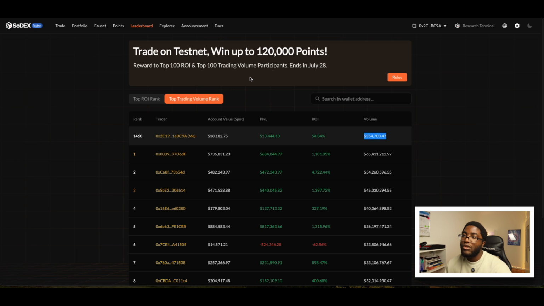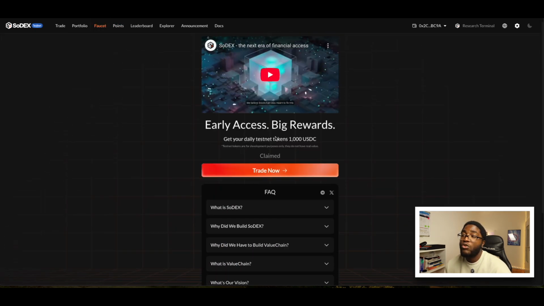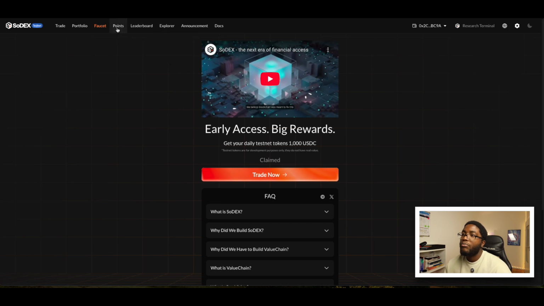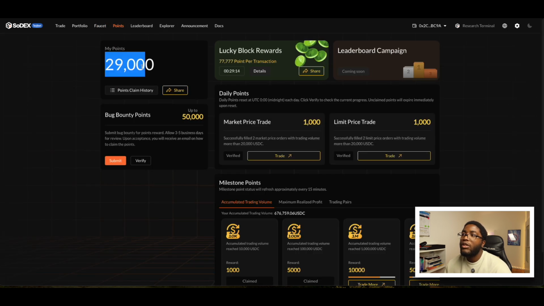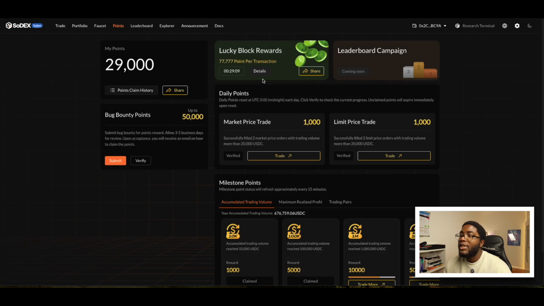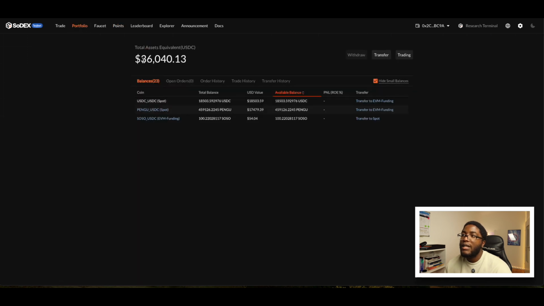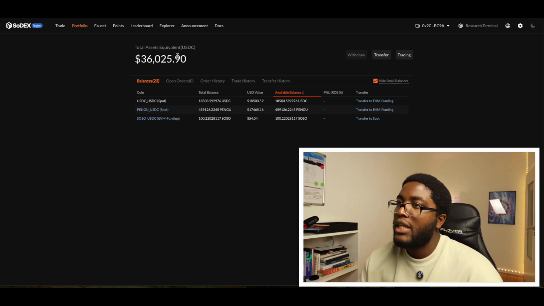But this competition, or let's say the campaign, is finally ended, but they've not yet updated anything about the rewards. Everything is still stagnant over here. So guys, every day remember to claim your faucet. Every day you get 1,000 USDC, very important for your trades. Points, this is what I'm currently on. You can click on the points claim history. This is everything I've been accumulating. And the leaderboard campaign is also coming very soon. What else? Portfolio is 36,000 USDC. And I think basically that's everything for now.